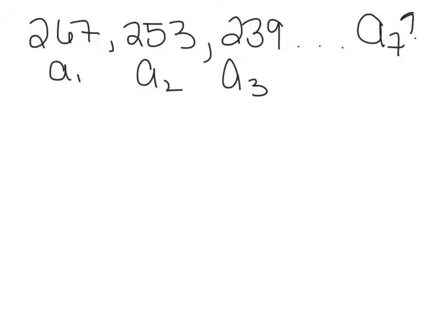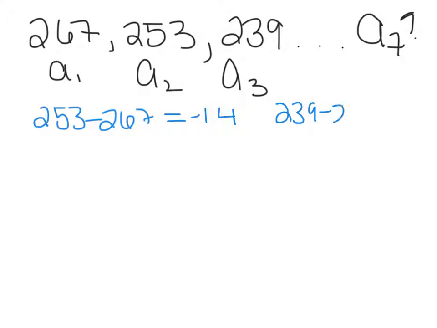And so if you do 253 minus 267 in a calculator, you're going to get negative 14. And then I need to do the next two also. 239 minus 253 in a calculator also gets you negative 14. And so since the common difference between each term is the same, I'm going to subtract 14, subtract 14, that means that this is arithmetic.